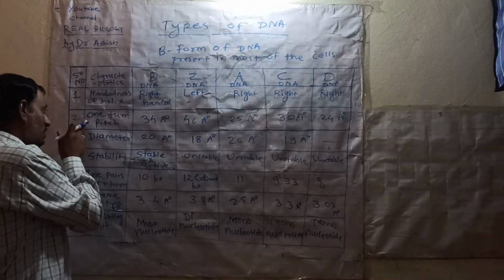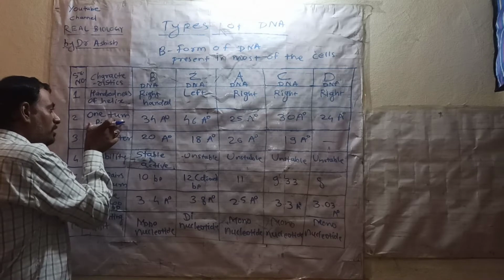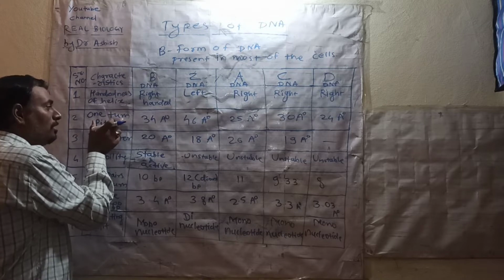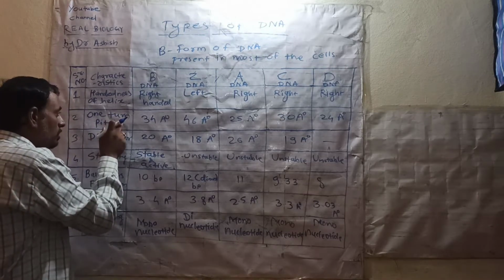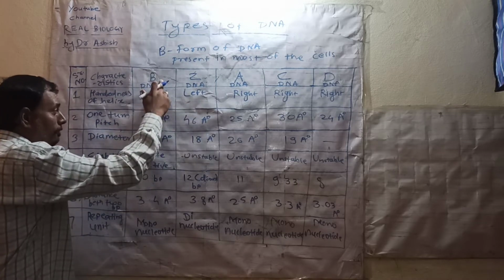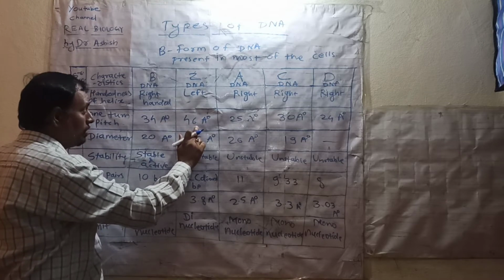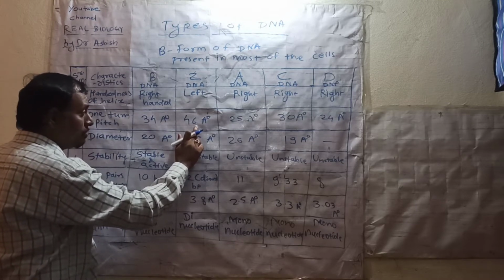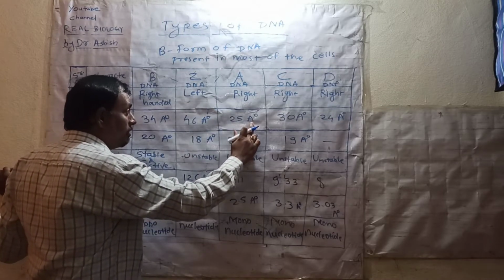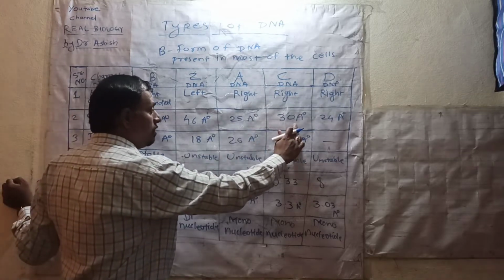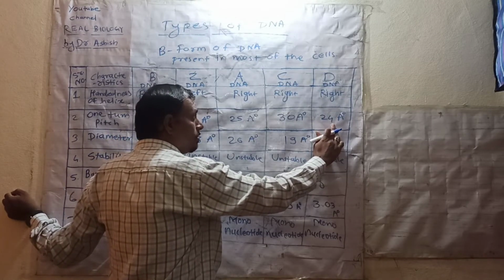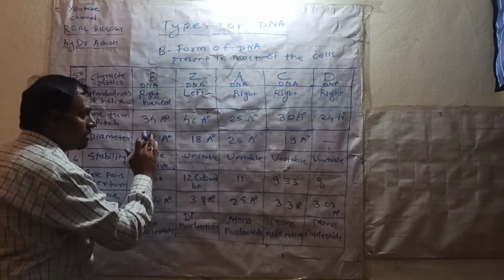Now let's see the second characteristic. Here, one turn of the DNA, the pitch, is calculated in length in angstrom units. One turn of pitch is 34 angstrom in length in B form of DNA, 46 angstrom in Z form of DNA, 25 angstrom in A DNA, 30 angstrom in C DNA, and 24 angstrom in D DNA. So there is a considerable difference.